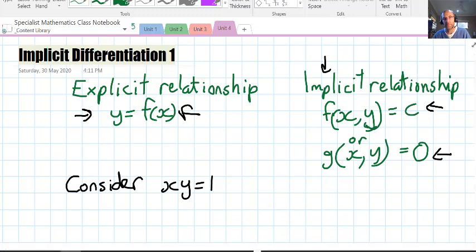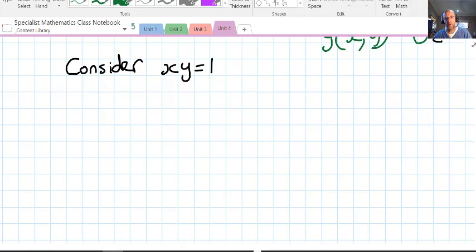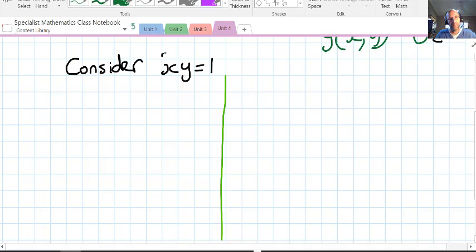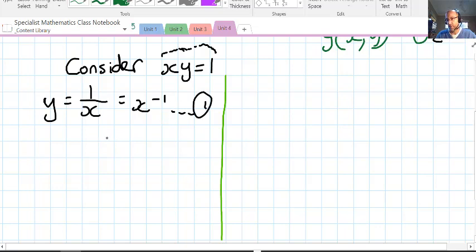But 0 is constant. So if we consider x times y equals 1, we can look at that in two ways. We can basically make it implicit like that. Okay, we have an f of x and y equals some constant, and we could easily convert this particular one. If we say y equals 1 over x, we just rearrange, and if convenient, we would write it as x to the negative 1. So y equals 1 on x, or y equals x to the negative 1. We're going to call that statement 1.